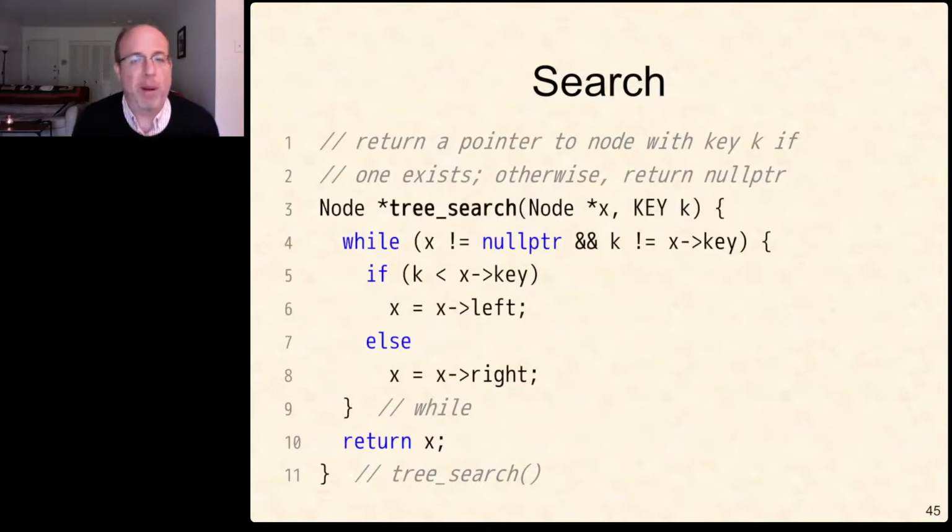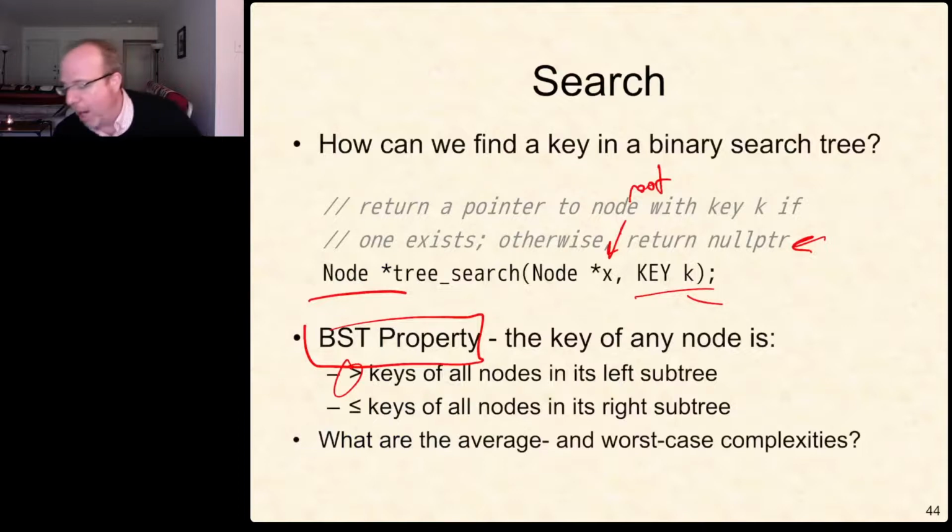So first, let's think about search. The way search works, let me give the intuition on this page. We're going to start at the root. If the root's empty, it's not there, we can return a null pointer. But if the root exists and it's the thing we're looking for, then we're going to return that node.